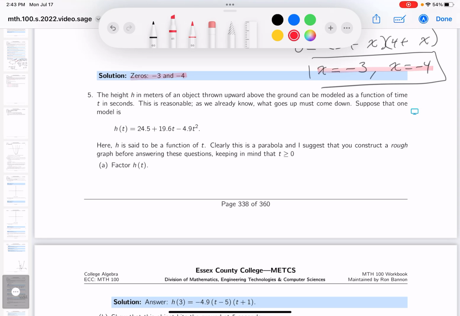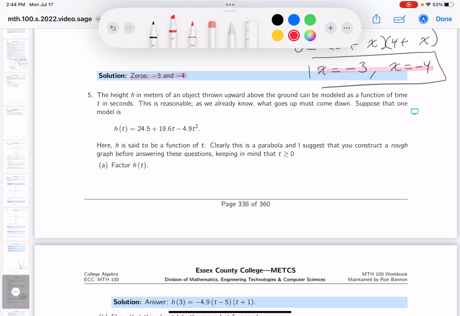Okay, for number 5, just kind of reading through it, the height in meters of an object thrown upwards from the ground can be modeled as a function of time. We've seen this before, by the way. It says time is in seconds, h is in meters. It goes on to say it's reasonable because what goes up must come down.